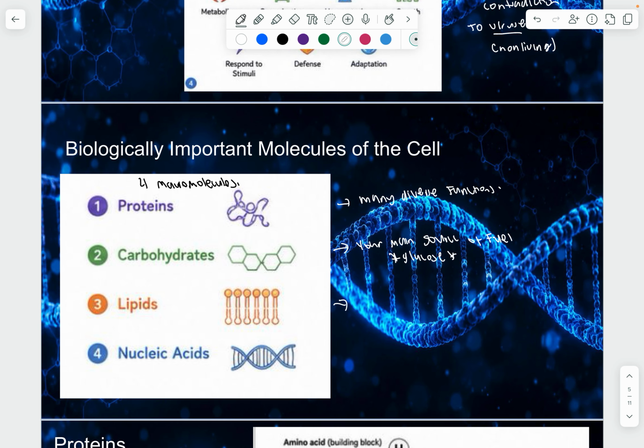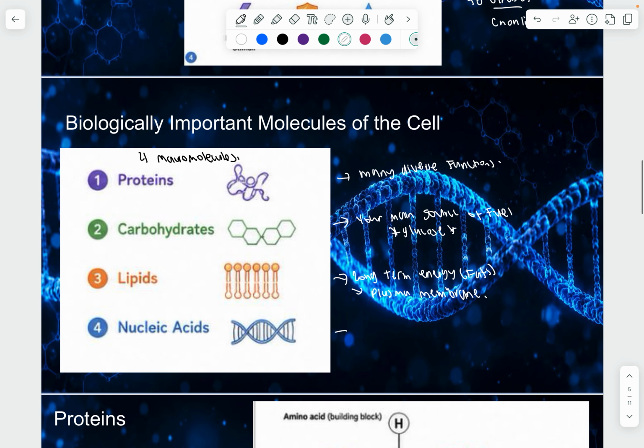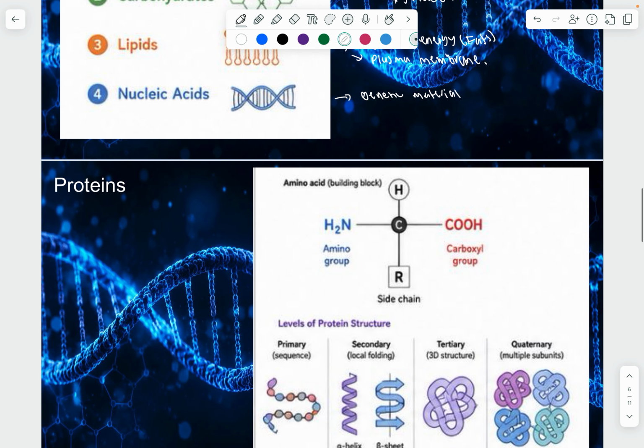Lipids, yes, you can use them for energy, but they're more for long-term energy because they're stored in the form of fats. Lipids also are found in your plasma membrane, so they help protect your cell. Nucleic acid, aka your genetic material. You see it in the picture here, you see it in the background. But this is basically the genetic material, the genes that you get from mom and dad. So let's take a look at proteins.